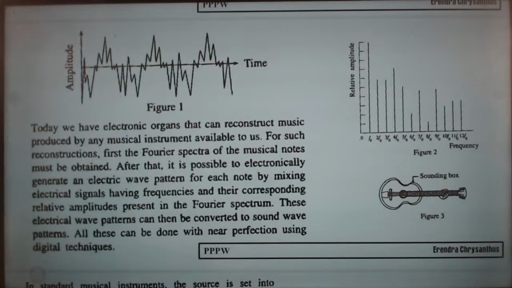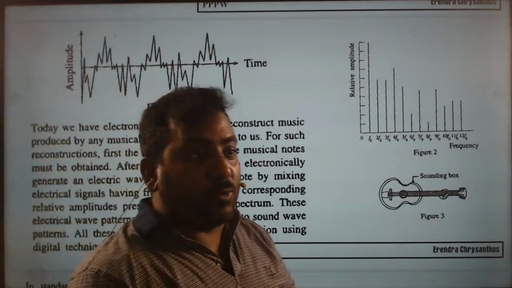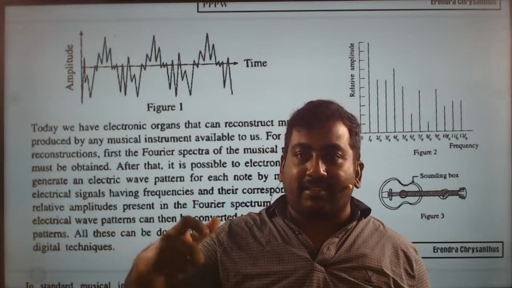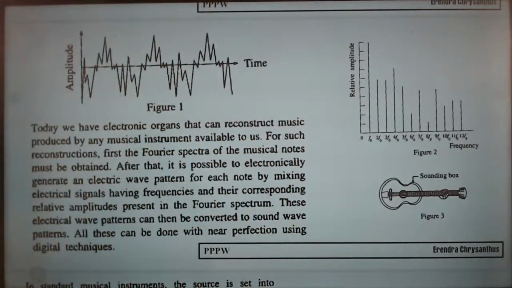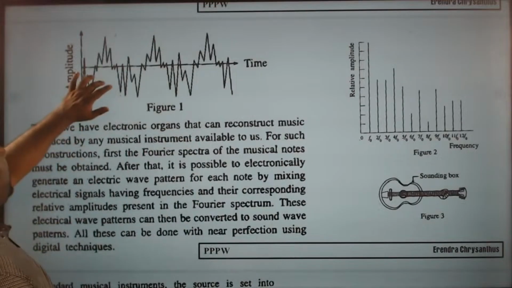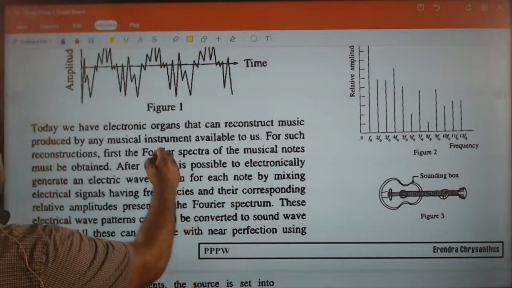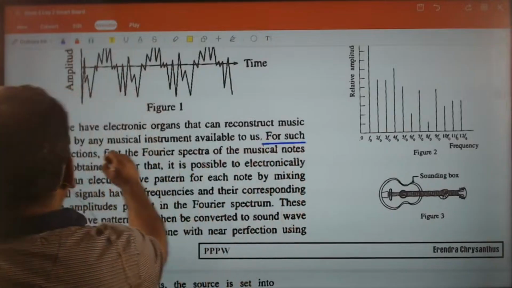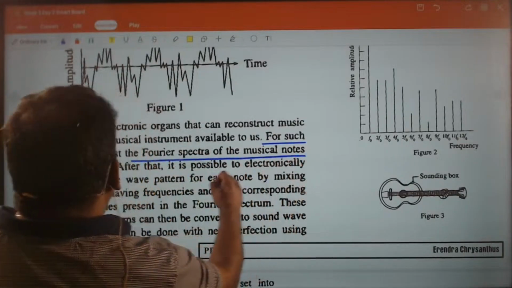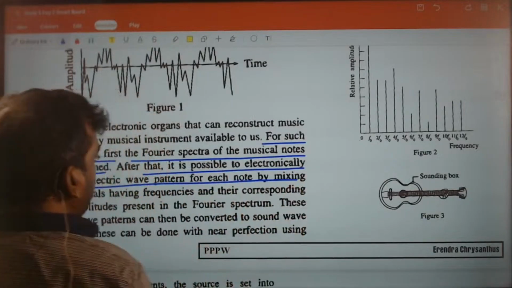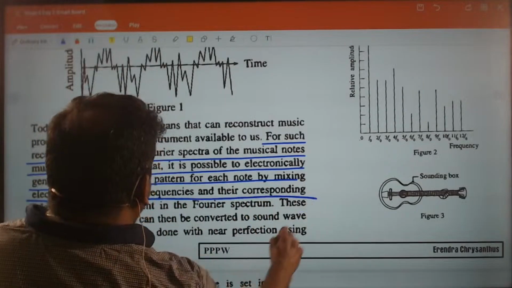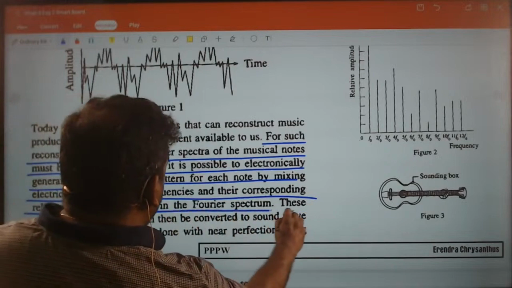Today we have electronic organs that can reconstruct music produced by any musical instrument available to us. So you can play the note and then synthesize it, and then you can play on top of it. That's because of this Fourier technology. For such reconstruction, first the Fourier spectra of the musical notes must be obtained. After that, it is possible to electronically generate wave patterns for each note by mixing electrical signals having frequencies and their corresponding relative amplitudes present in the Fourier spectrum.